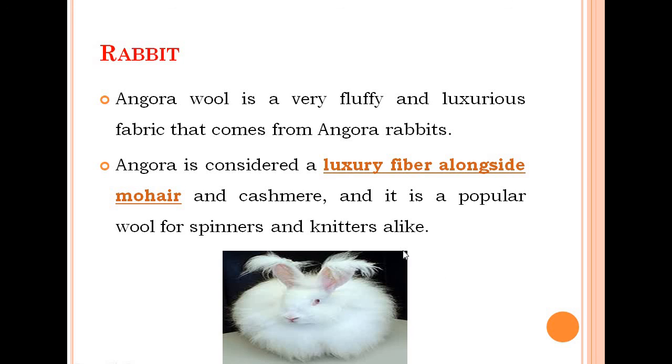Angora is considered a luxury fiber, and cashmere is a popular wool for spinners and knitters. For spinning and for knitting, there are two types of process. One is spinning and another is knitting. You must have heard about them in the previous class 6. So for spinning as well as for knitting, for both purposes, the fibers of the Angora rabbit are used.